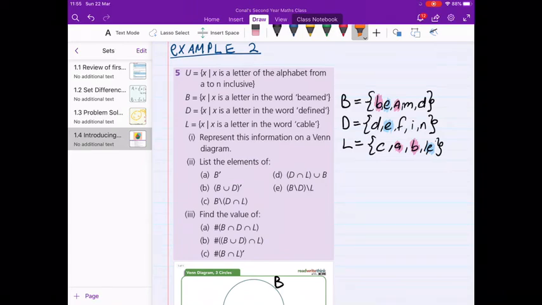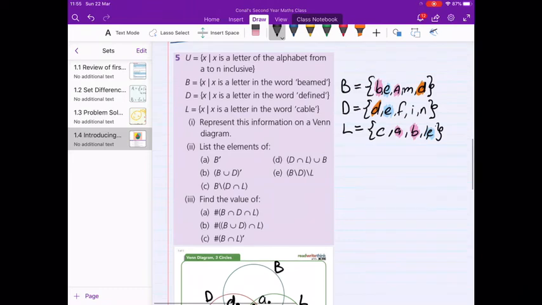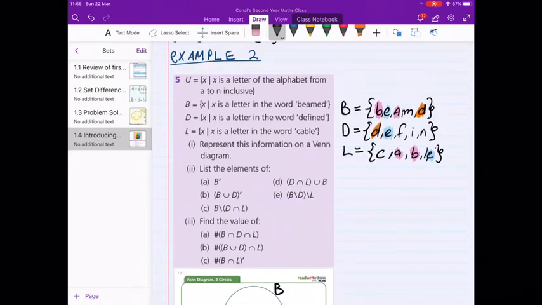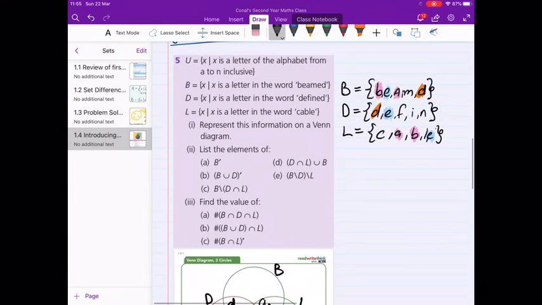B and D both have a D, but they have nothing else in common. So that means the letter D is going to go between B and D. Then last up, do D and L have anything in common with each other? So if I look here, I have F, I, N, and then I have C. So no, D and L have nothing in common with each other. So I can leave that one empty.